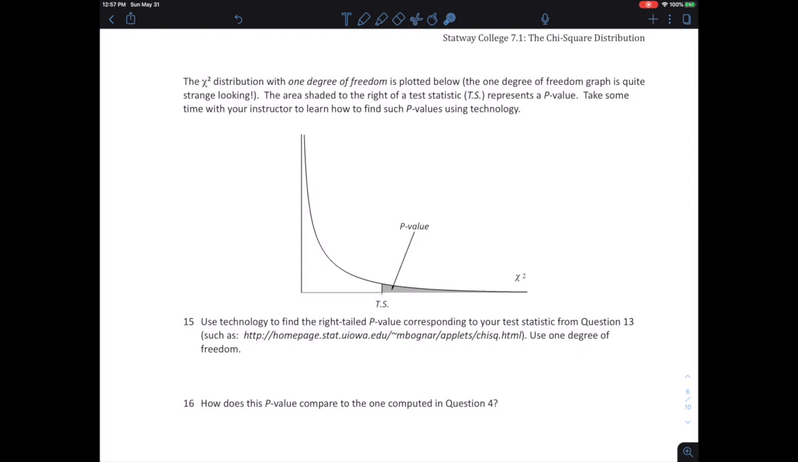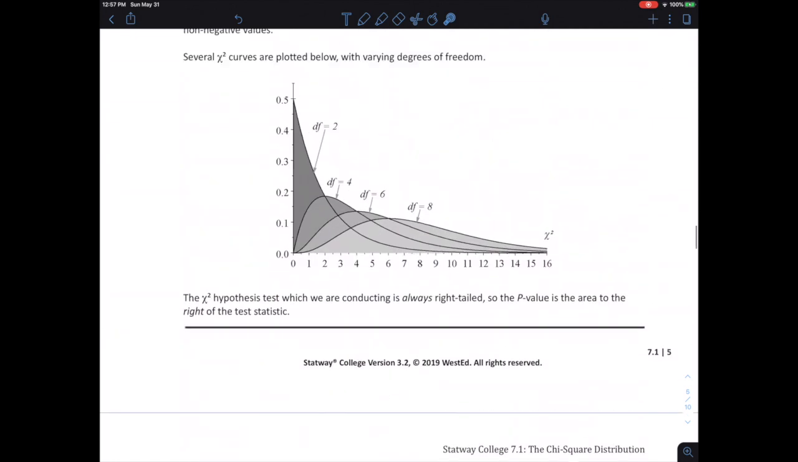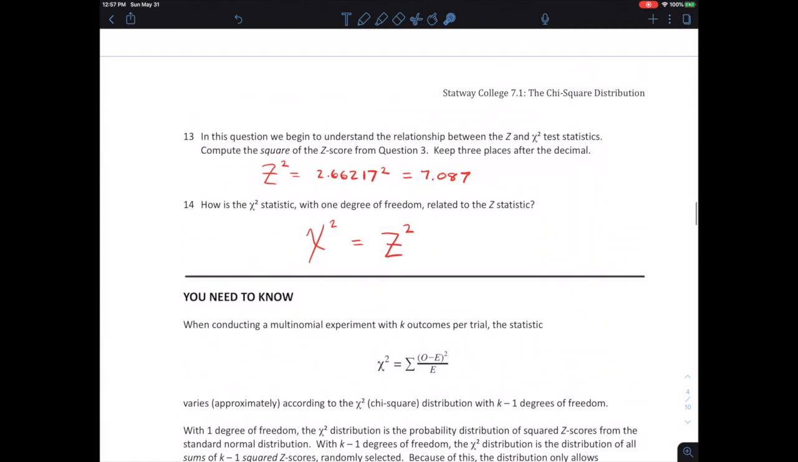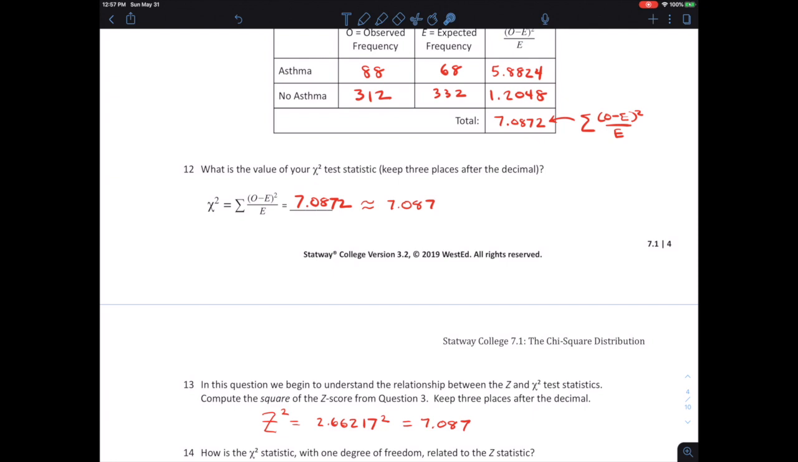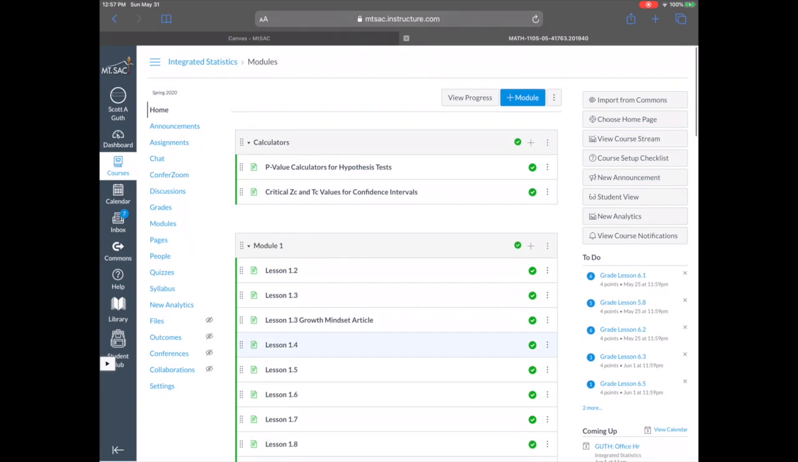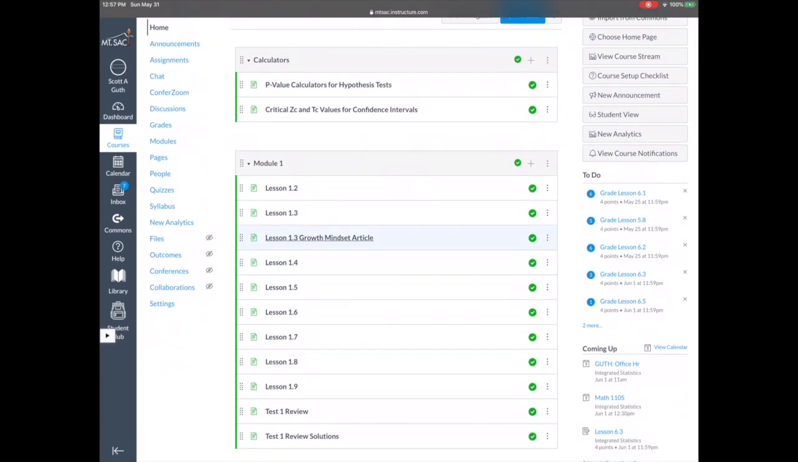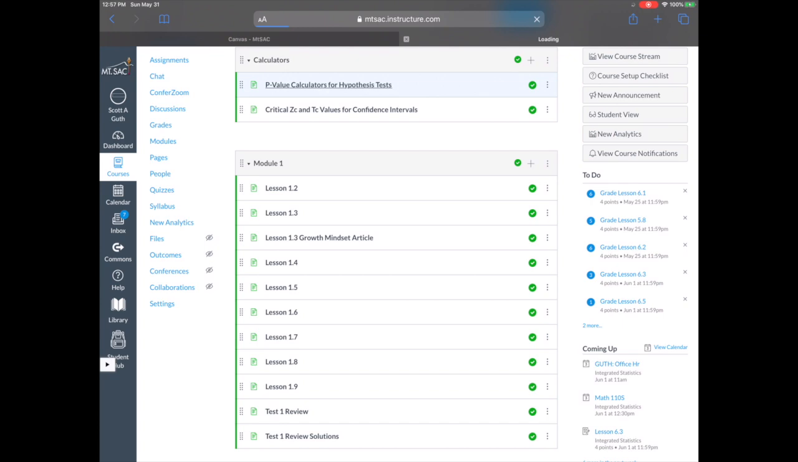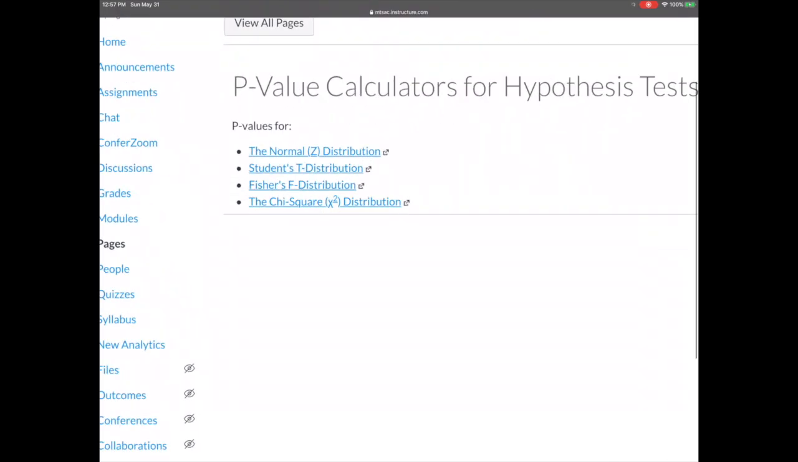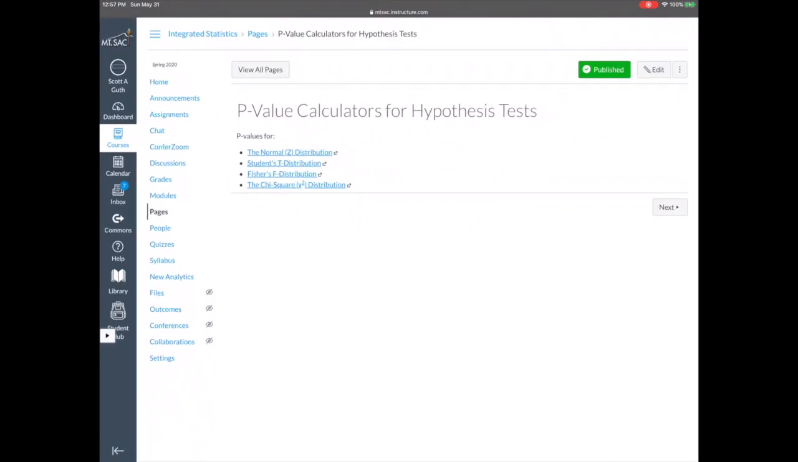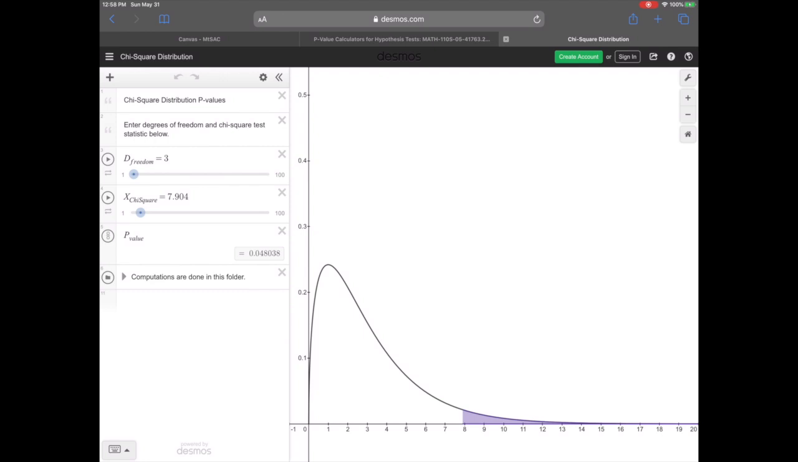So what I want to do here is refer back. First of all, we need this chi-square statistic. I'm going to use the 2.0872 that we've used here as our chi-square statistic. Remember, it's 1 degree of freedom. If you get onto Canvas, I've put at the top the p-value calculators. If you go into that, you'll see there's a chi-square distribution calculator down there on the bottom. Just go into that, and this will launch Desmos. Then you just have to put your numbers in.